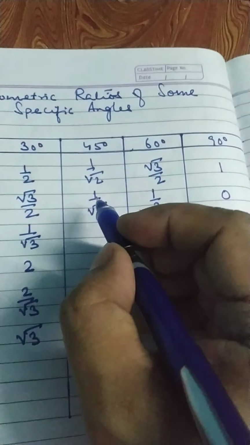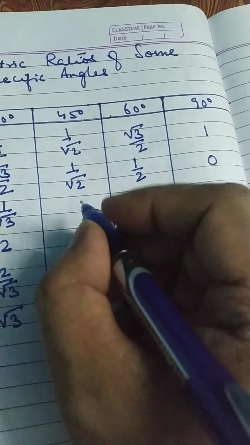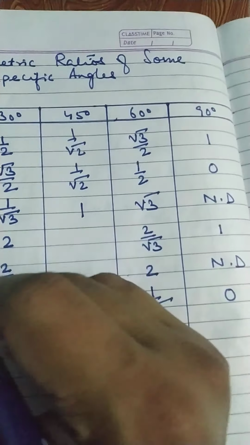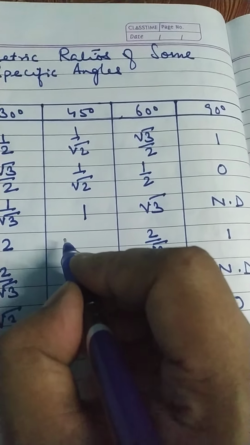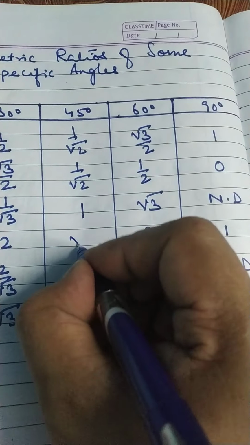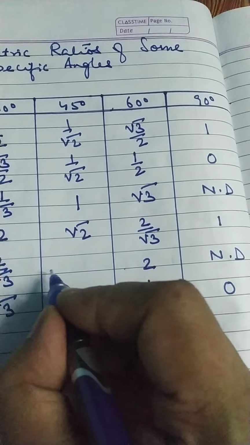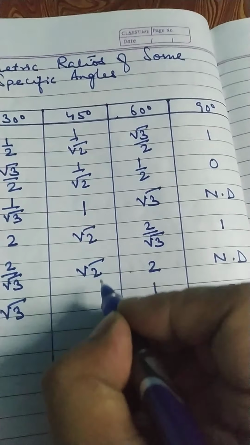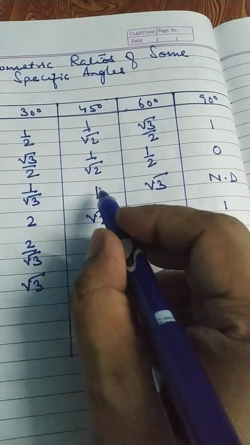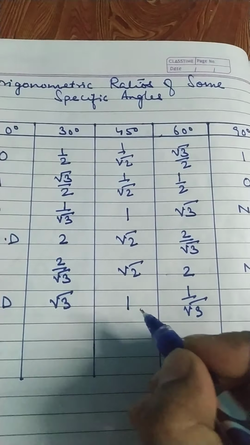So tan 45 is sine 45 divided by cos 45, so its value will be 1, and cosec 45 is the reciprocal of sine 45, so it will be root 2, and sec will also be root 2, and cot will be the reciprocal of tan, so the value will be 1.